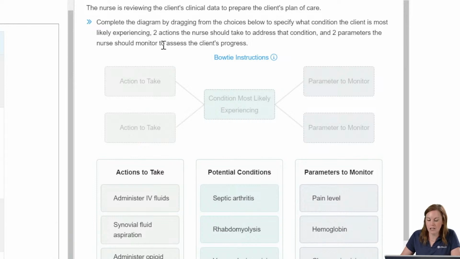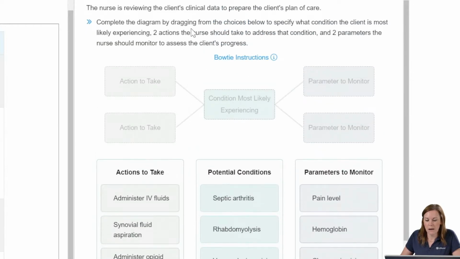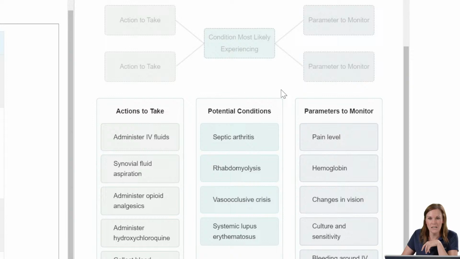So I'll read the instructions, and then I'll scroll down so you guys can see all the options. Okay, so the nurse is reviewing the client's clinical data to prepare the client's plan of care. Complete the diagram by dragging from the choices below to specify what condition the client is most likely experiencing. That's going to tell us about our middle section. 2 actions the nurse should take to address that condition, and 2 parameters the nurse should monitor to assess the client's progress. So I'm going to give you guys a second, but we're going to start in the middle here. I want you guys to look at these options and use the chat. Let us know what you think the client is most likely experiencing.